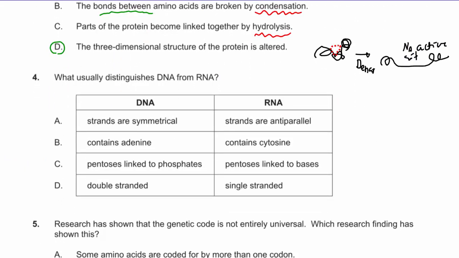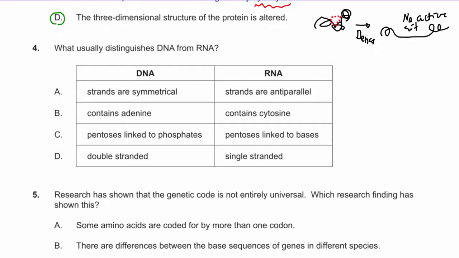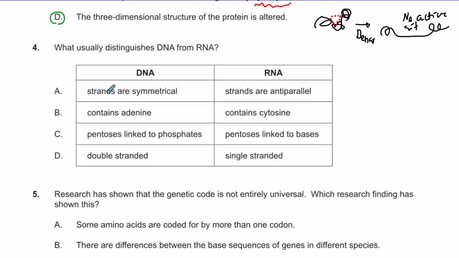4. What usually distinguishes DNA from RNA? So A says strands are symmetrical. Well, no, because symmetrical means that if you read the sequence, it would be the same regardless of which position you started to read from. For example, the sequence would be the same if you read from the 3' and the 5', and that's not true. And here it says strands are anti-parallel, but RNA is a single thread, so this is wrong.